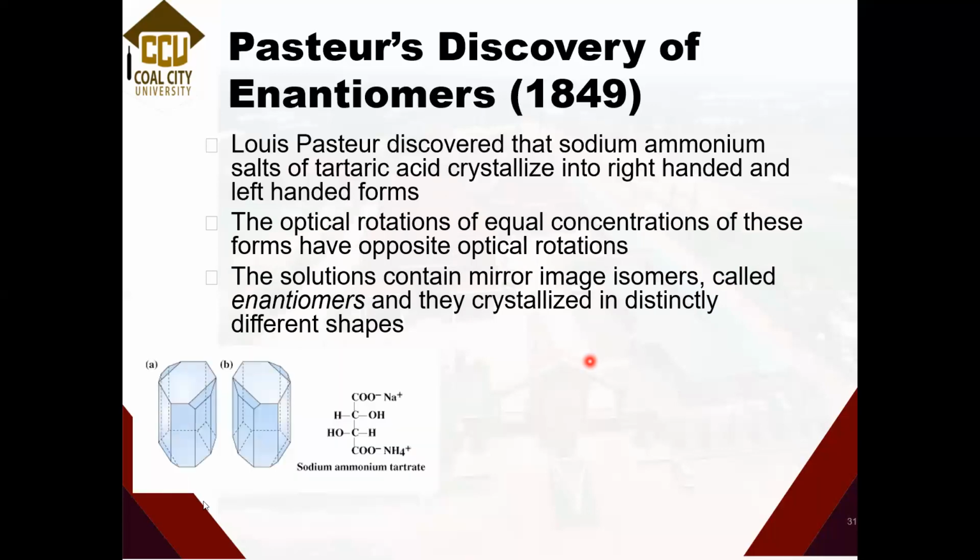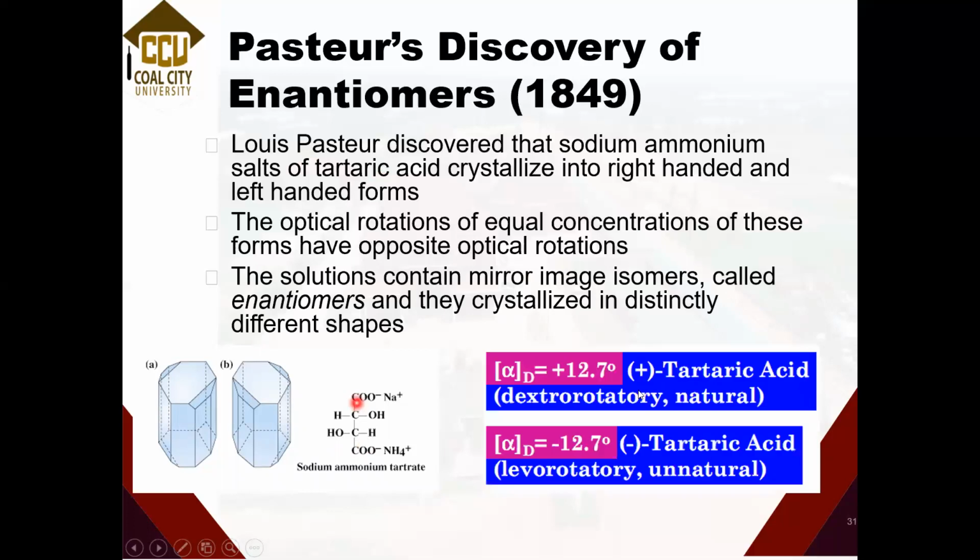This is the shape that I brought up. They are both the same. The only difference is that they are mirror images of each other. So this is the sodium ammonium tartrate. This was the first compound used to discover what we call enantiomers today, and it was discovered by Louis Pasteur. And of course, we have the positive and the negative form. They are equal in magnitude, but they have different signs.